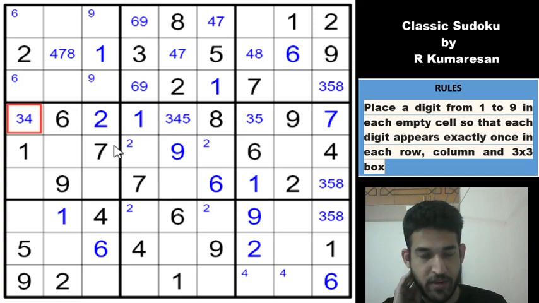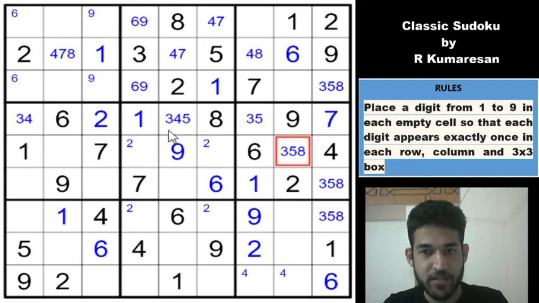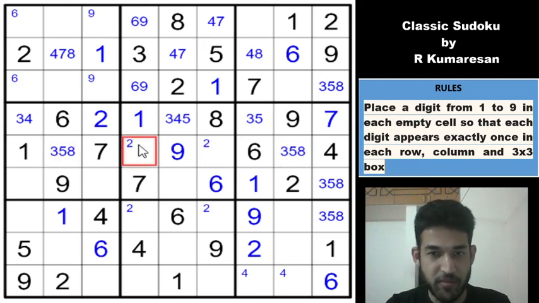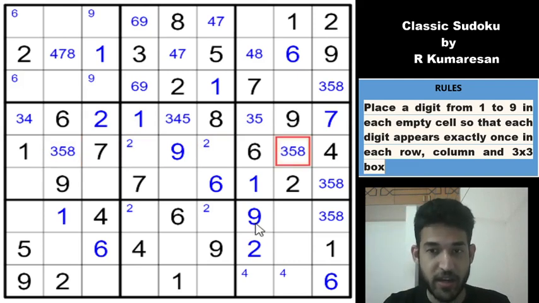So the next thing we need to look at is maybe row 5. 1, 2, 7, 9, 4 and 6. So this must be 3, 5, 8. And this also must be 3, 5, 8 because we have placed 2 in one of these cells. So both of these cells can't have a 2 and cannot have 1, 4, 6, 7 and 9.